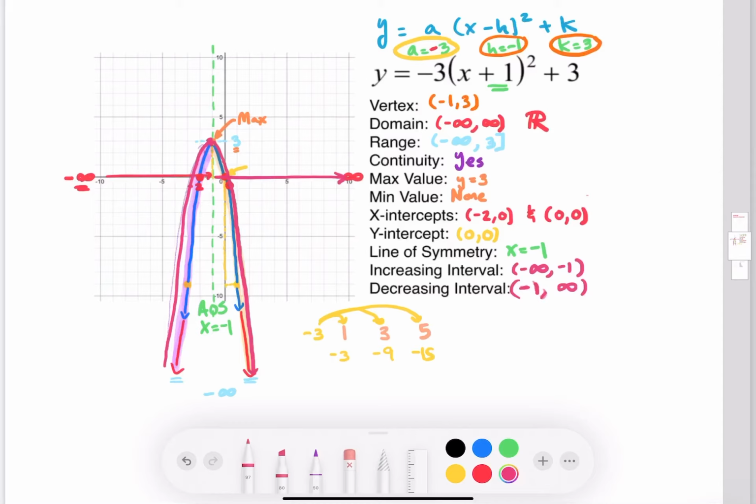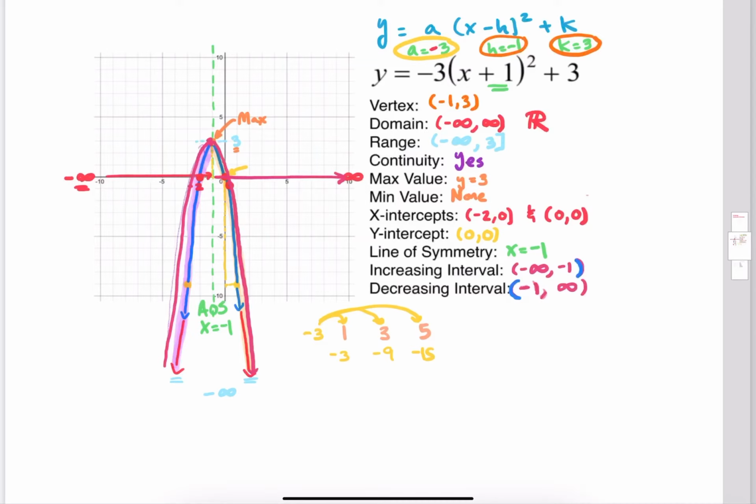Now, at -1, there's a reason why I have parentheses around the -1s for both the increasing and the decreasing values. The reason why is because at -1, it is neither increasing nor decreasing at that point. So at that point, it's a turning point. It is neither increasing nor decreasing. So there's our vertex form.